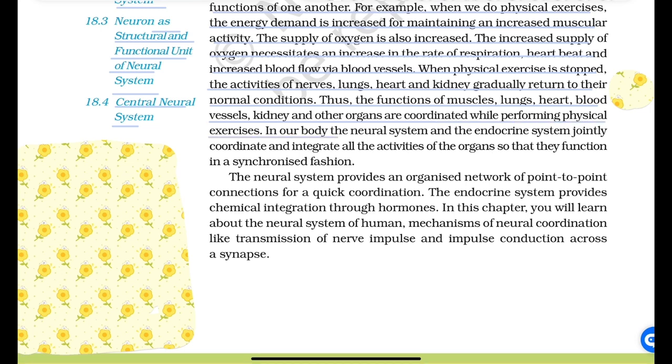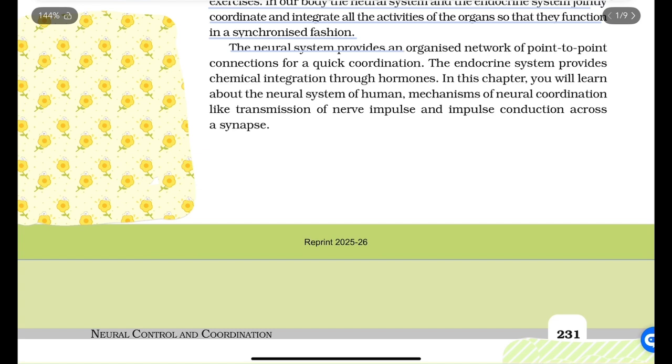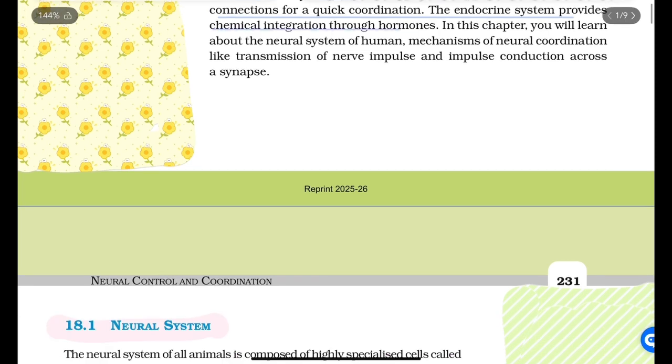physical exercises. In our body, the neural system and the endocrine system jointly coordinate and integrate all the activities of the organs so that they function in a synchronized fashion. The neural system provides an organized network of point to point connection for a quick coordination. The endocrine system provides the chemical integration through hormones.